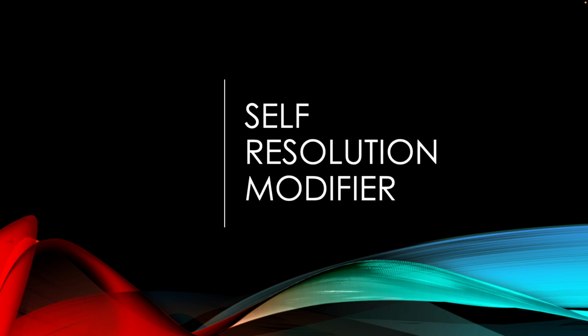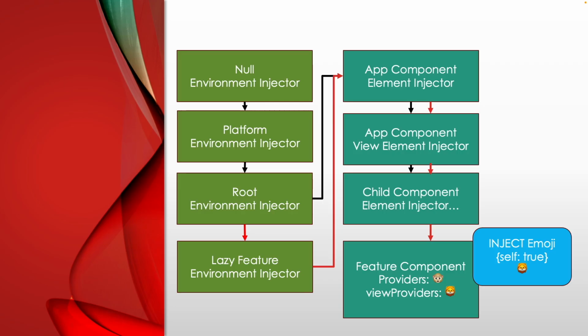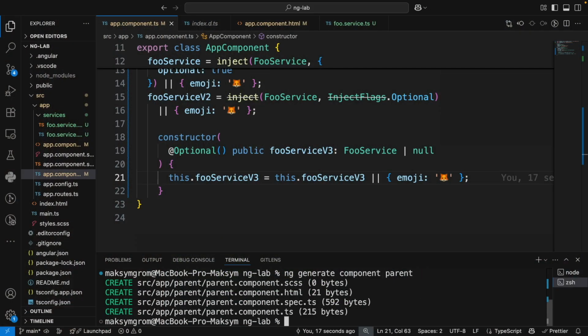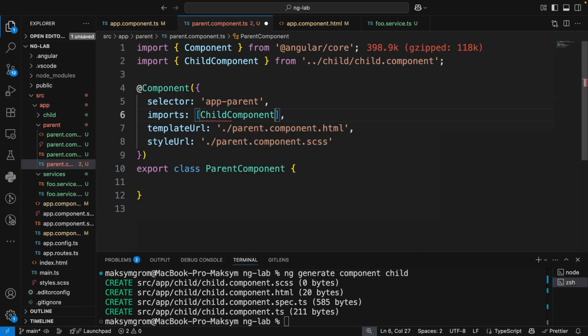Now let's explore the self modifier. This modifier restricts Angular to resolving dependencies only from the current injector. For components, it checks both the view element injector and the component element injector. For directives, it limits lookup to the directive's host. Let's test it with a parent-child component setup. I need a parent component and I need a child component. Parent component will render app-child.